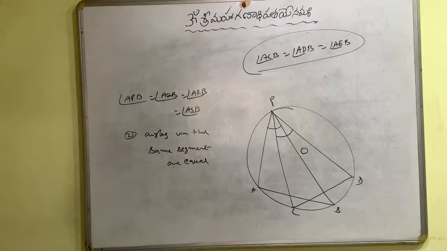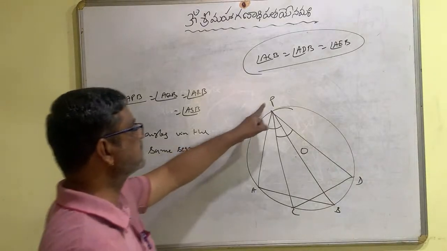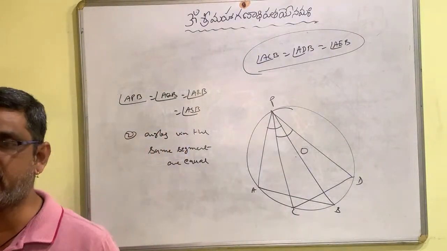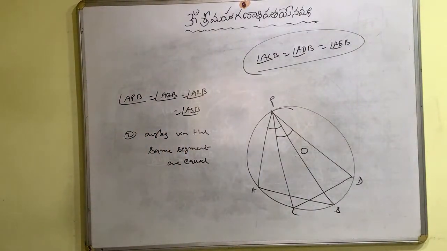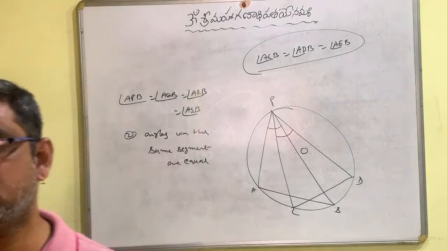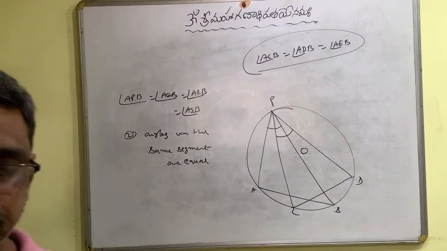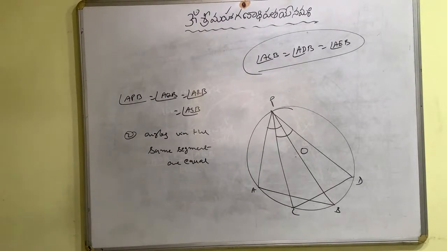Okay? But at the same point, even though they are making angles at the same point P, they are of different chords. So that's why they are not equal. Okay? This is the second property.